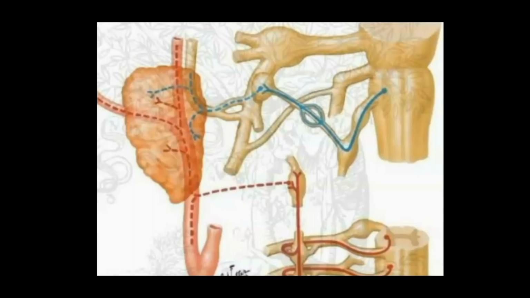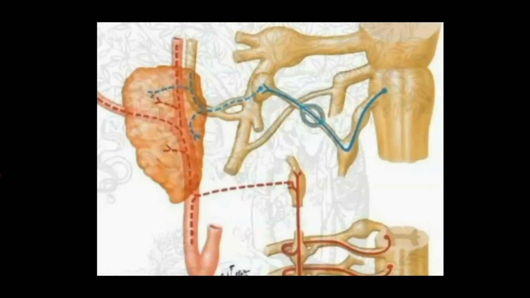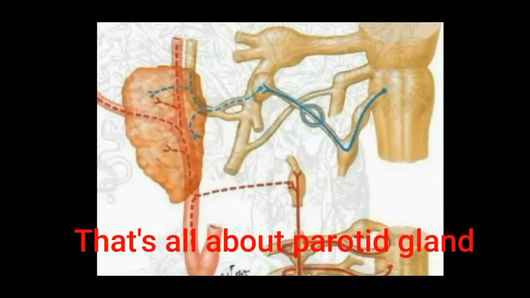And here the red dotted line carries the post-ganglionic sympathetic fibers from the superior cervical ganglion. So sympathetic is vasomotor, whereas parasympathetic is secretomotor. That's all about the parotid gland.